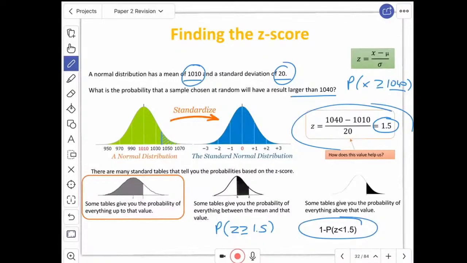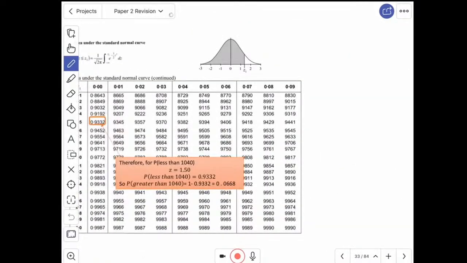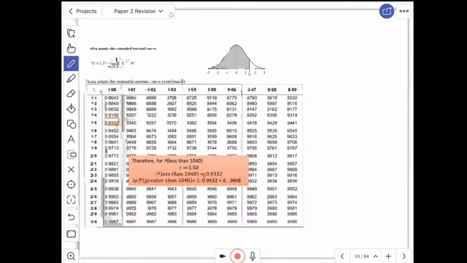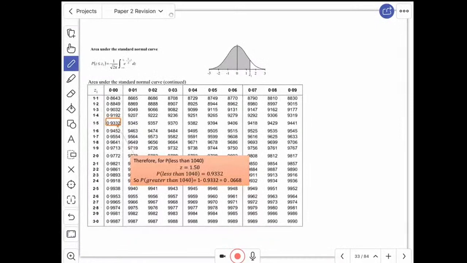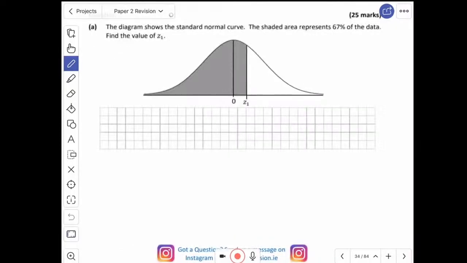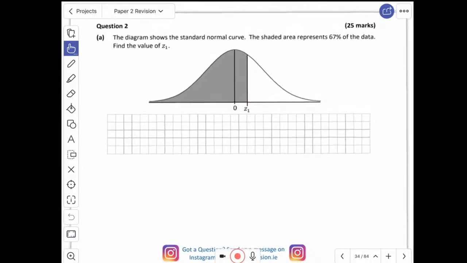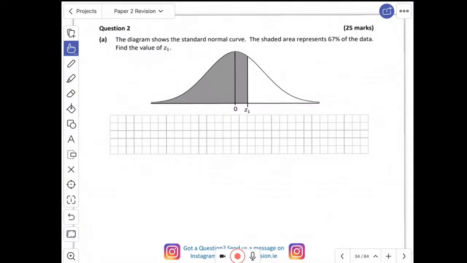so you go and get your 1.5, so that's going to give you 0.9332, but you need to find the opposite side of it, so you're going to do 1 minus that, and you get your answer there as 0.0668. Okay, so again, that's just looking at the right and the left-hand side of your lines. Okay, right, we're going to do one or two very quick questions on this, and then I'm going to go on to talk to you about hypothesis testing and 95% confidence intervals and things like that.